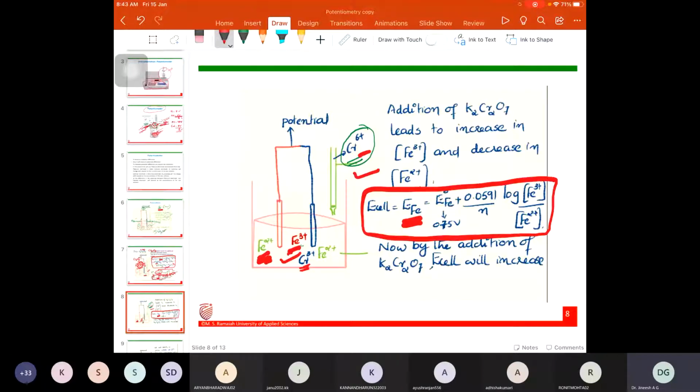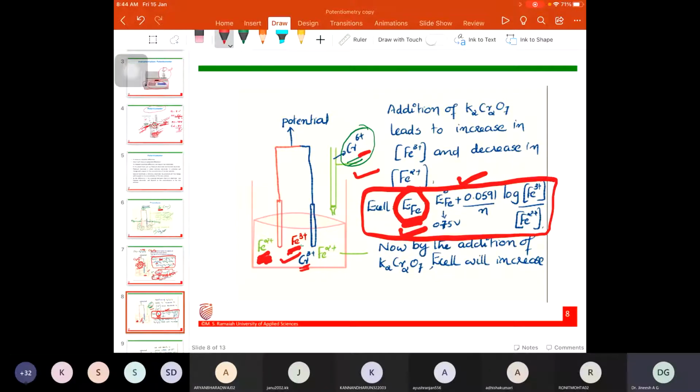Among that, Fe is having two types of ions, so it can generate potential. So the potential generated inside the solution is only due to the two types of Fe ions. So I can write an equation, that is the Nernst equation, as this. E cell, the potential generated in this cell, is only due to Fe. And we all know what the Nernst equation is: E0 Fe plus 0.0591 divided by n log of Fe3+ by Fe2+. Can I write like this? Any doubt? No, sir.